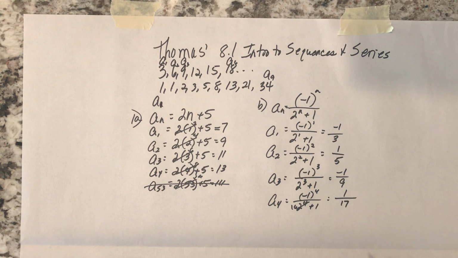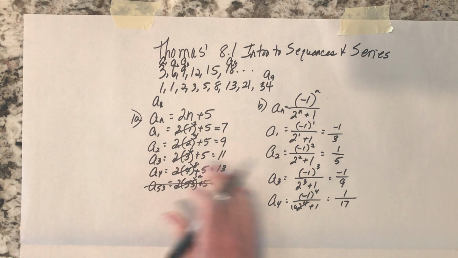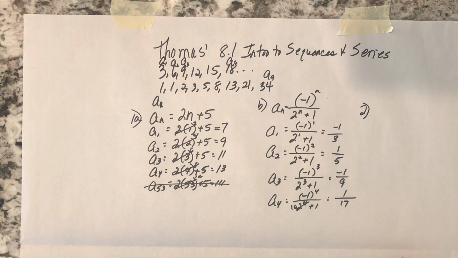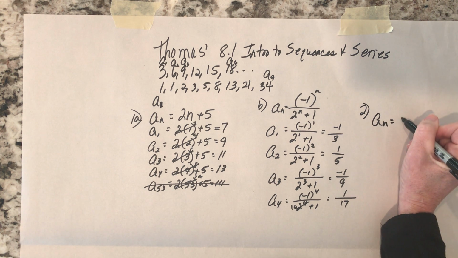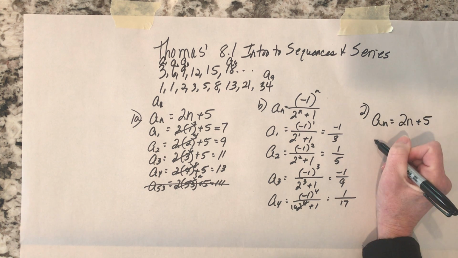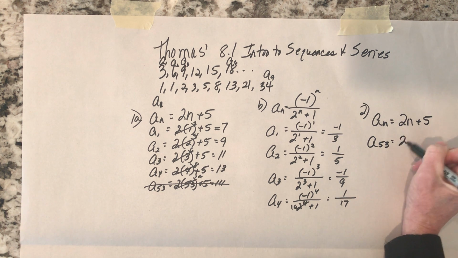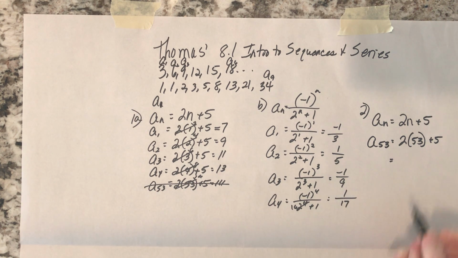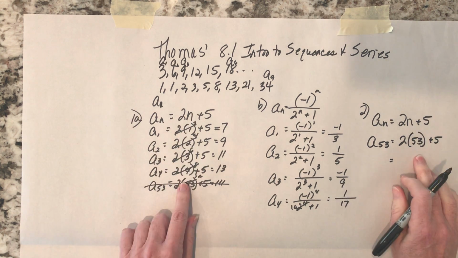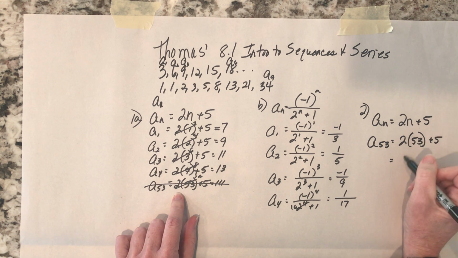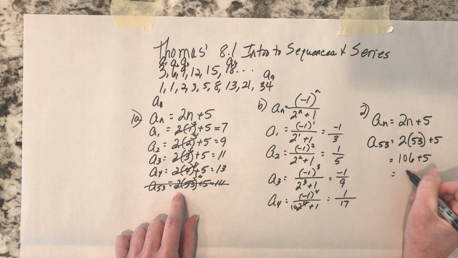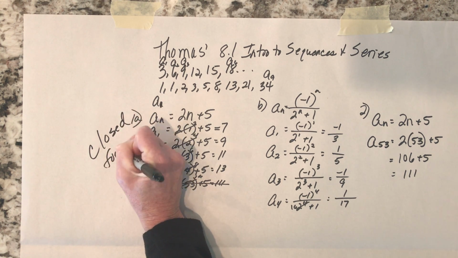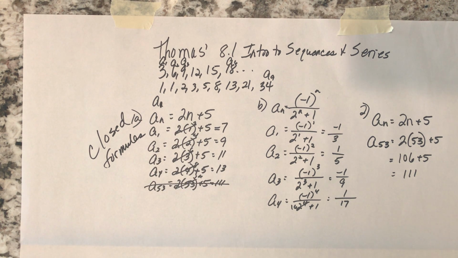So you can jump to any n that you want to on these closed formulas. Let's look at number 2. It's asking you to find the 53rd term. So a sub n is 2n plus 5. If we want to find the 53rd term, we put in 53 in place of n. And then you can use your calculator, or 2 times 53 is 106 plus 5 equals 111. So these are closed formulas. You just plug it in, no big deal.